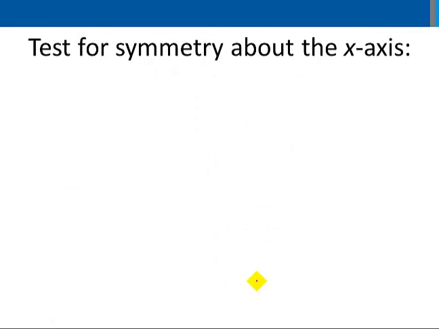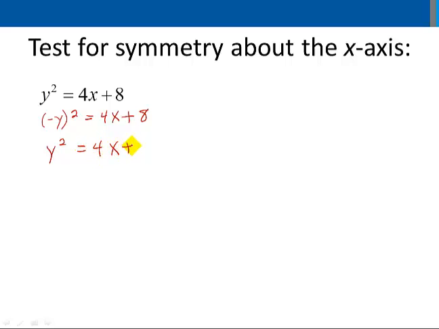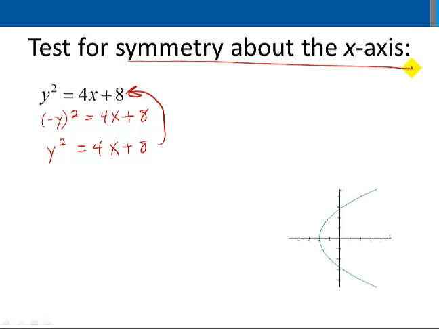Let's try testing an equation for symmetry about the x-axis. We have y squared equals 4x plus 8. We'll substitute negative y for y, leaving x as x, and simplify. Negative y squared is equivalent to y squared, resulting in our original equation. Thus, the graph of this equation would be symmetric about the x-axis, as we can see here.